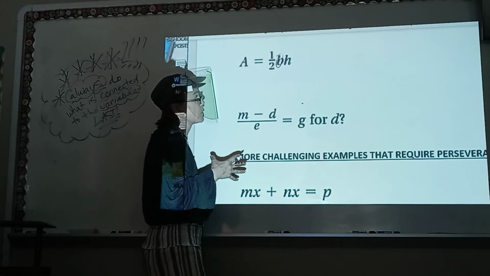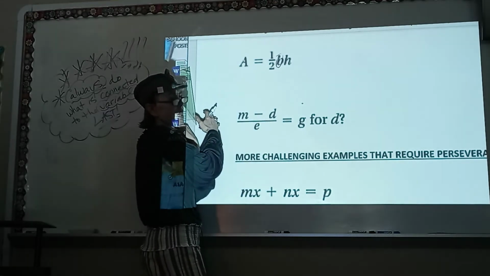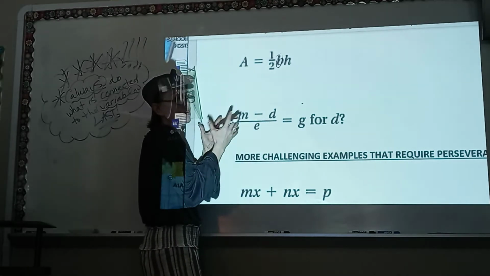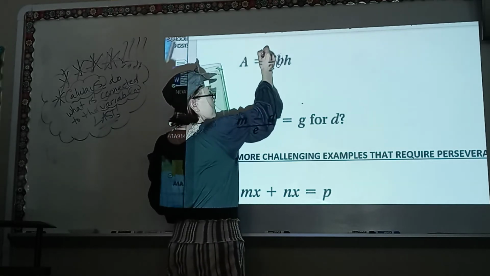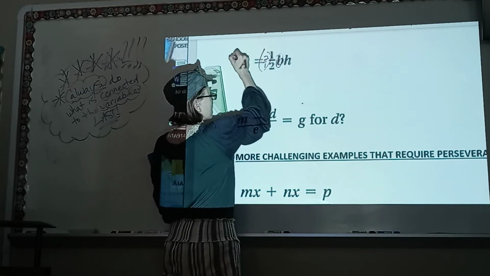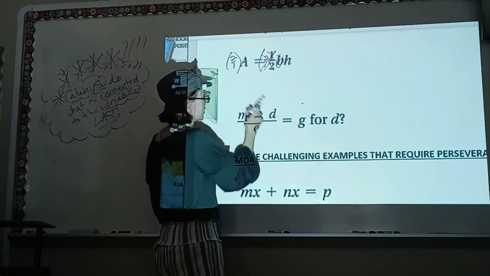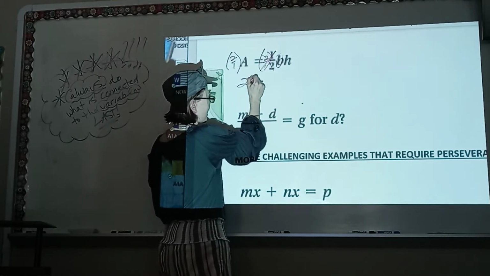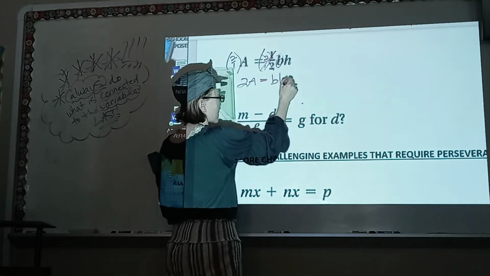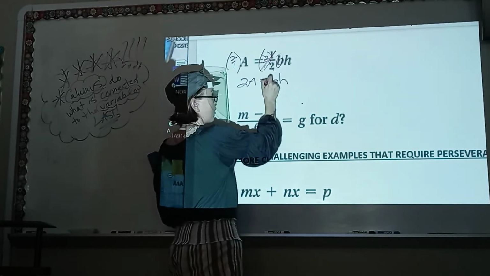How do we move that fraction to the other side? How have we always addressed it since the beginning of the year? Multiply by the reciprocal, you guys. Flip it, right? Those cancel. So 2 times A is 2A equals base times height. Have we solved for base? No.